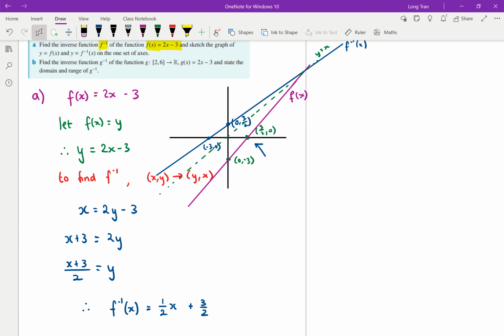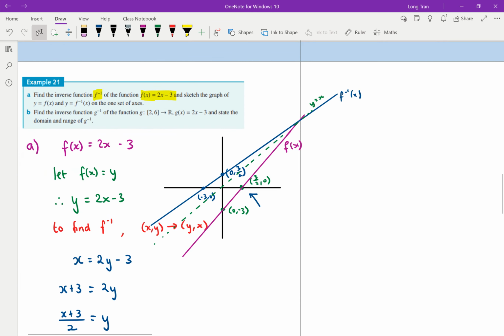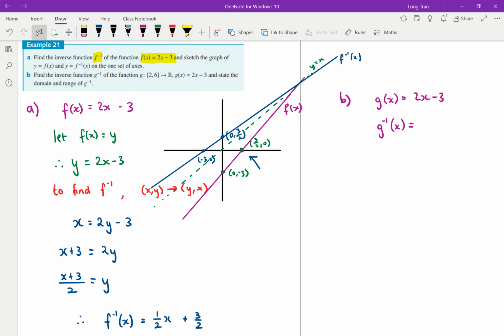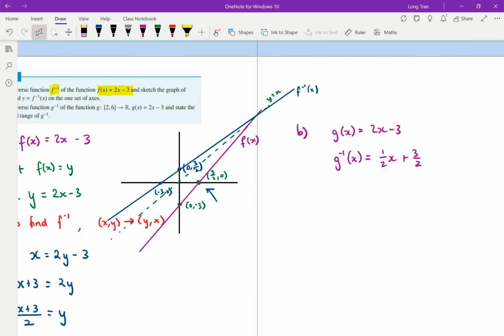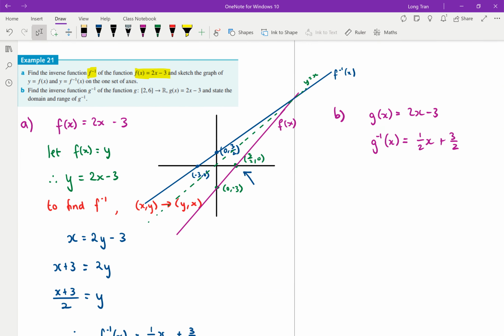So I'm going to do part B. I just find this tedious, but they didn't ask us to sketch, so that's okay. So find the inverse of g. If g of x is equal to 2x minus 3, which is the same thing, we know that g inverse is going to end up being 1/2 x plus 3 on 2, because we already did part A. But the difference is the domain is 2 to 6. So they want us to find the domain and range of the function.